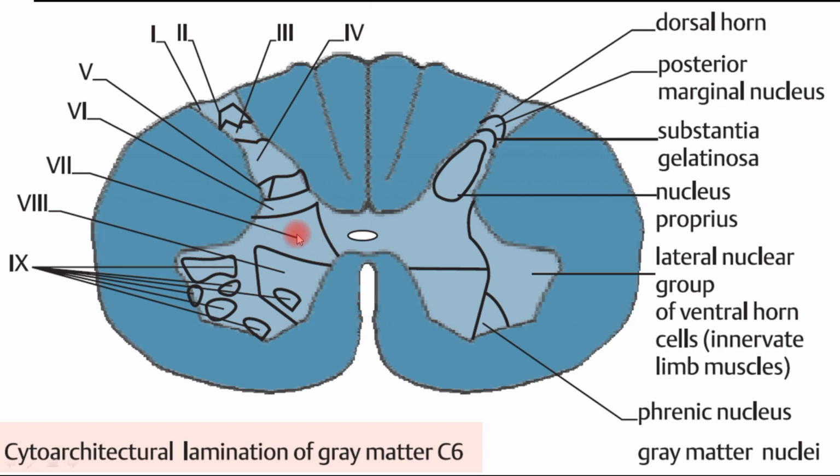From lamina 7 arises the intermediolateral horn, and from there the nucleus intermedullaris. Lamina 8 and lamina 9 make up the anterior horn, which gives rise to the motor neurons. So there are divisions of the gray matter of the spinal cord in terms of nuclei, and also in terms of different laminae, which correspond to the different nuclei of the gray matter of the spinal cord.